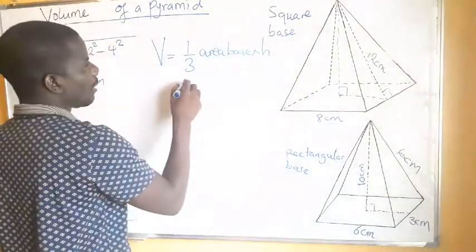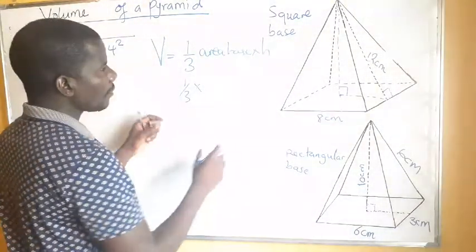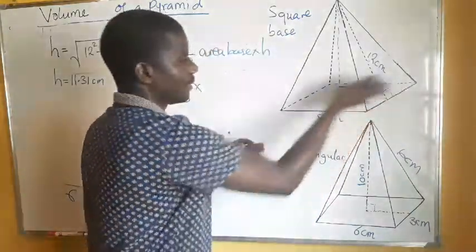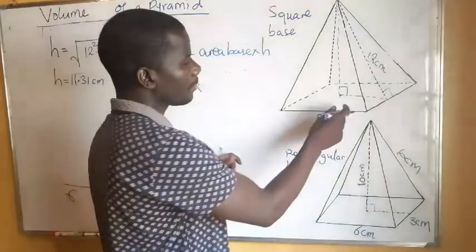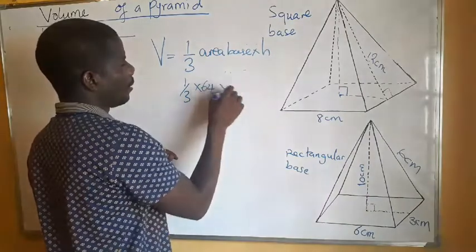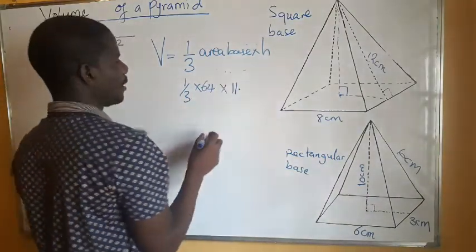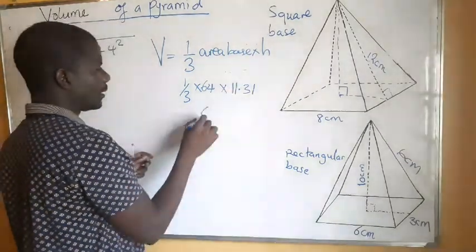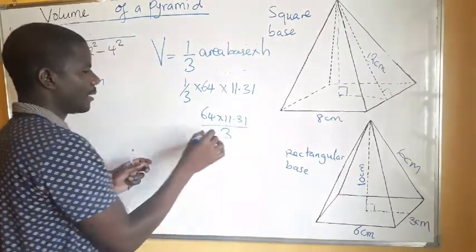So we go on now and say 1 over 3 multiplied by our area base. Remember that the base here is squared. So this is 8 and the other side it's 8. So you just multiply 8 by 8. What do you get? You get 64 multiplied by 11.31. So you can say 64 multiplied by 11.31 over 3.